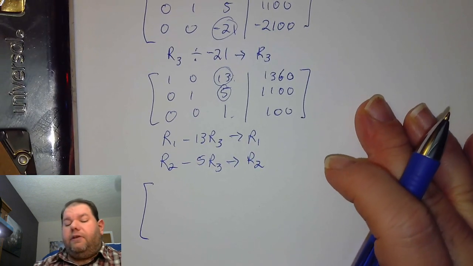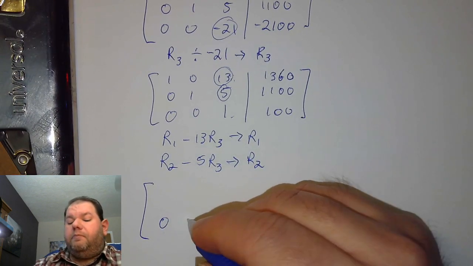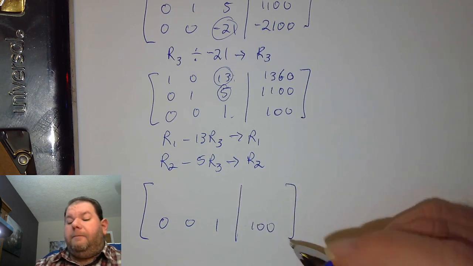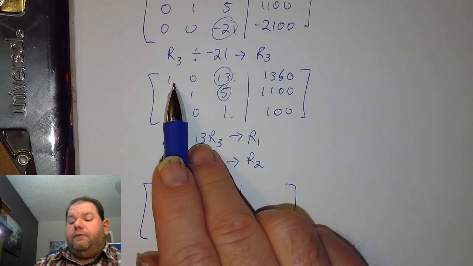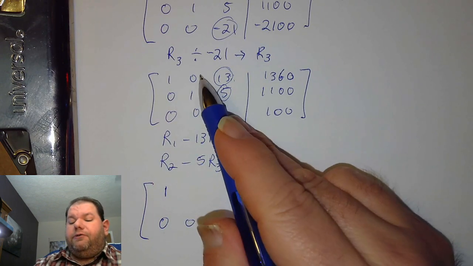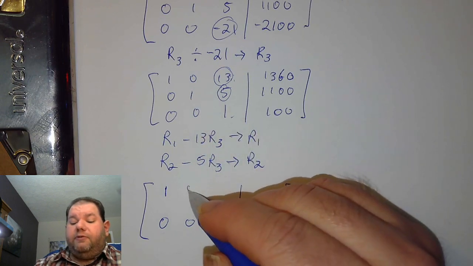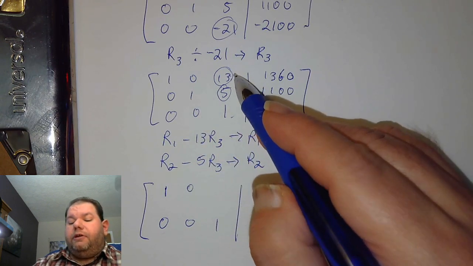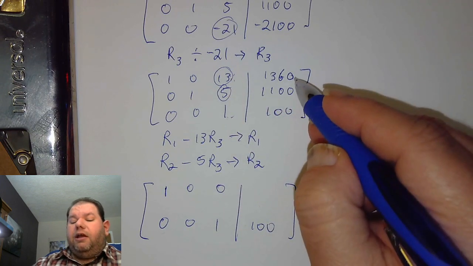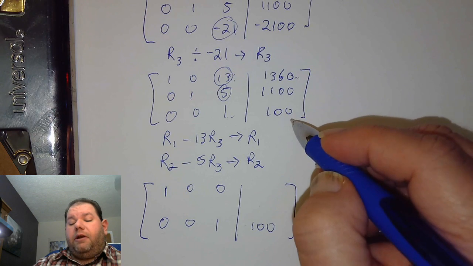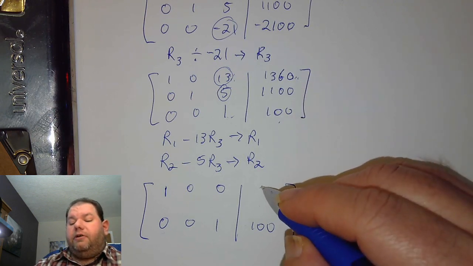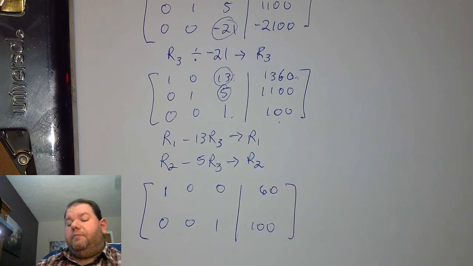Okay, this should be our last set of operations. Alright, so for row 1, we have 1 minus 13 times 0, is just 1. 0 minus 13 times 0, still 0. 13 minus 13 times 1, 13 minus 13 is 0. And then 1360 minus 13 times 100. 1360 minus 1300 leaves 60.